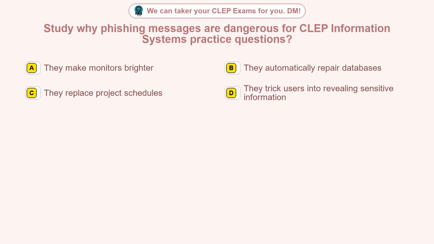Option A. They make monitors brighter. Option B. They automatically repair databases. Option C. They replace project schedules. Option D. They trick users into revealing sensitive information. The correct answer is option D. They trick users into revealing sensitive information.